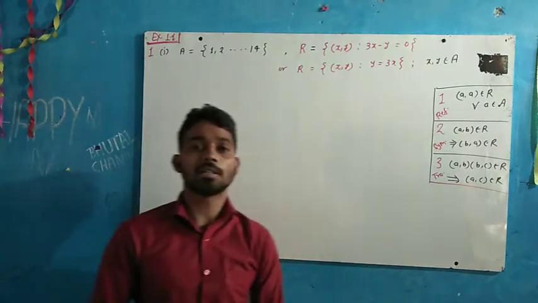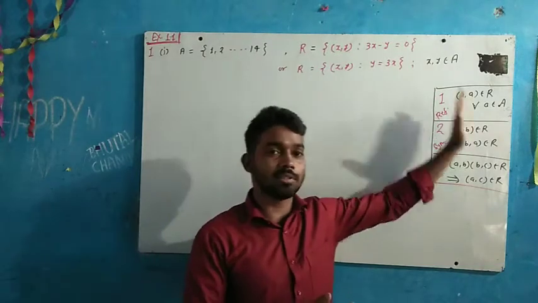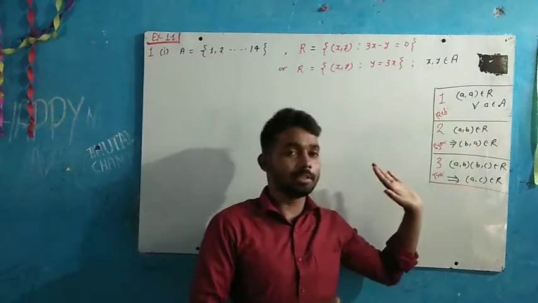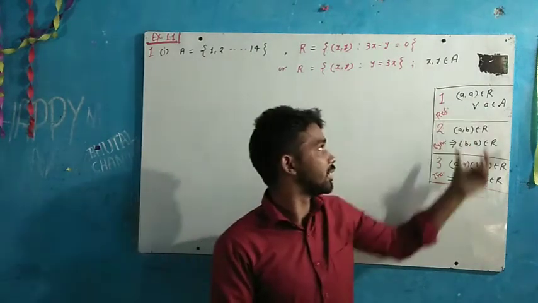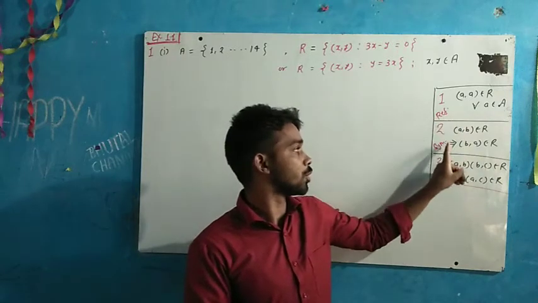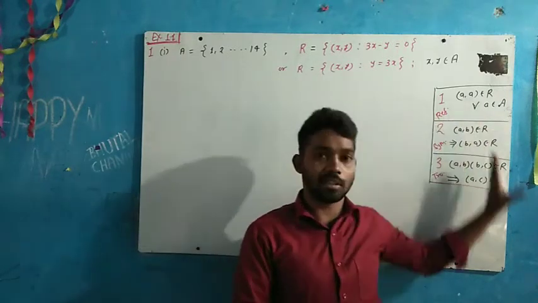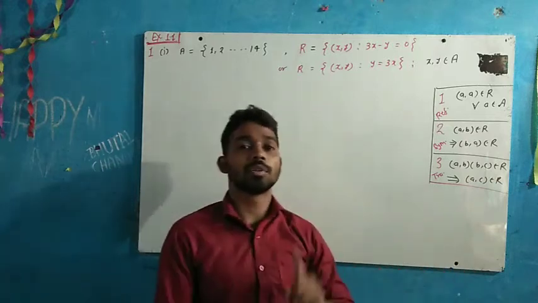It means in all the parts, we have to check whether it is reflexive, symmetric, and transitive. Clear? And the basic concept I have written here: how to prove reflexive, how to prove symmetry, how to prove transitive, same things I have written here. Clear? One more thing I want to tell you.